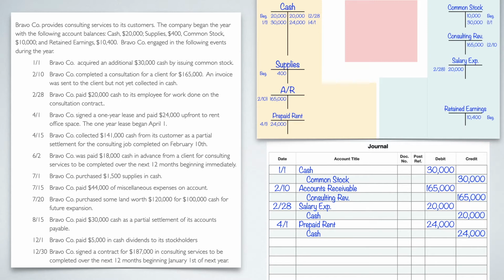On 4/15, Bravo Company collected $141,000 cash from its customers as a partial settlement for the consulting job completed on February 10th. All right, so we know, again, the date is 4/15. Is cash affected here? Yes, they're paying us, so our cash is going up, so we're going to debit cash for $141,000. And then what is the credit going to be?